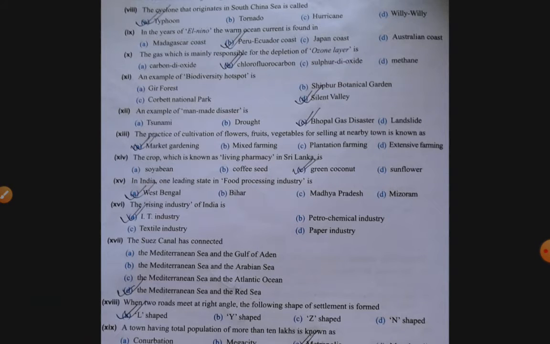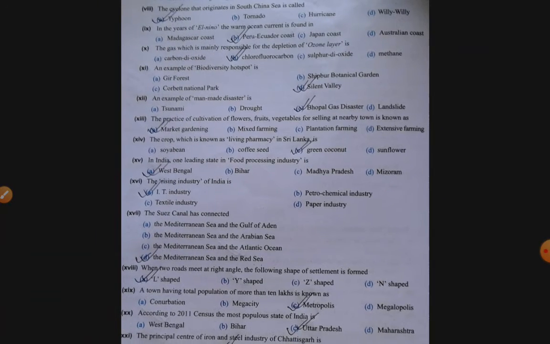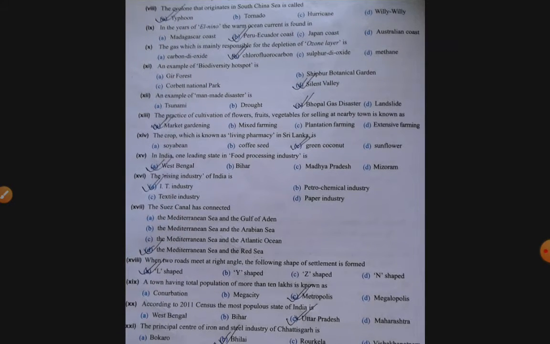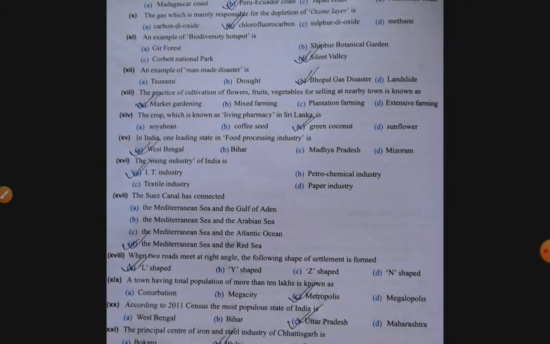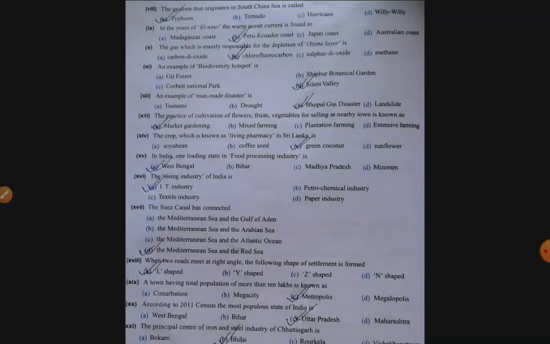Okay. The Suez Canal has connected the Mediterranean Sea and the Red Sea. The next, when two roads meet at right angle, the following shape of settlement is formed, that is L-shaped. A town having total population of more than 10 lakhs is known as metropolis. According to 2021 census, the most populous state of India is Uttar Pradesh.